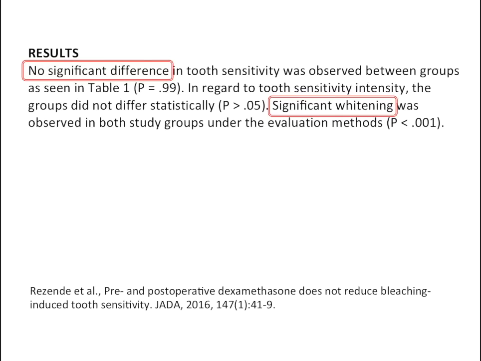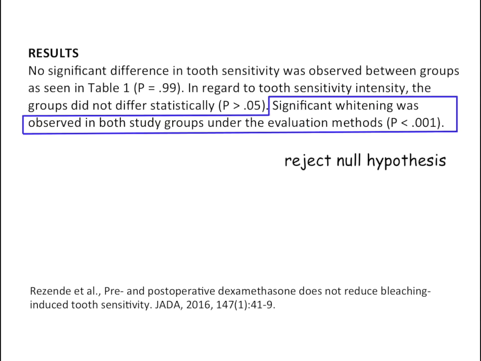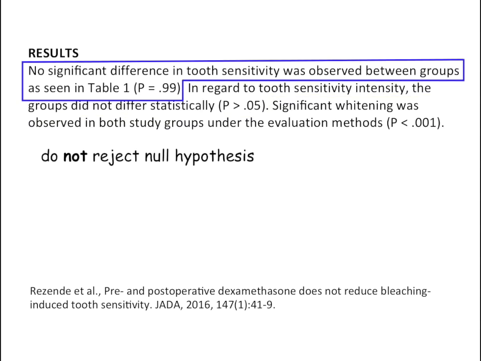Researchers compare their sample results to the results they would expect when the null hypothesis is true, and they are generally looking to reject this hypothesis of no difference. When results are statistically significant, it means that the null hypothesis was rejected. So in the case of tooth whitening, the researchers rejected the null hypothesis of no color change after bleaching. But they did not reject the null hypothesis of no difference in tooth sensitivity between the two groups.